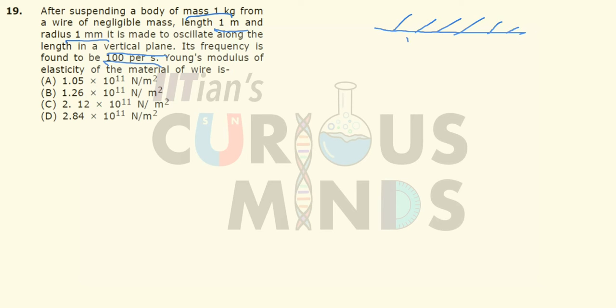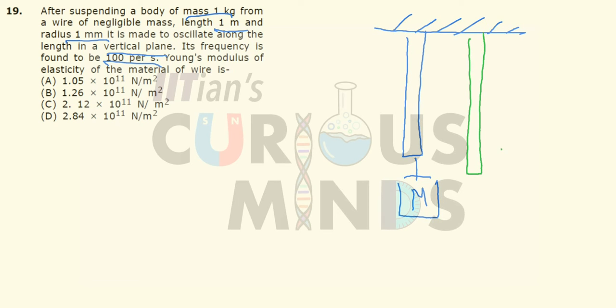If I consider a fixed wire which is attached to the ceiling or whatever it may be, initially it was at rest. As soon as I attach a mass m over here and I suddenly leave the mass, this wire will initially expand by, let us say, delta L, due to this mass.